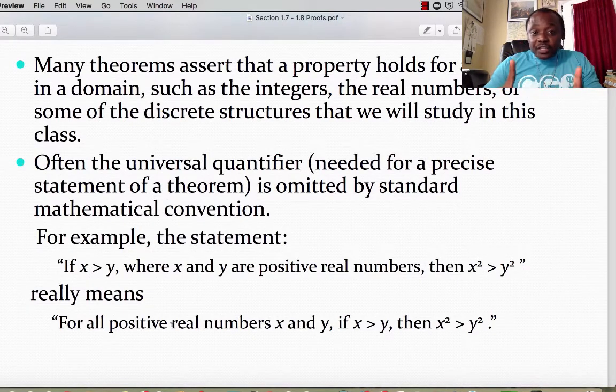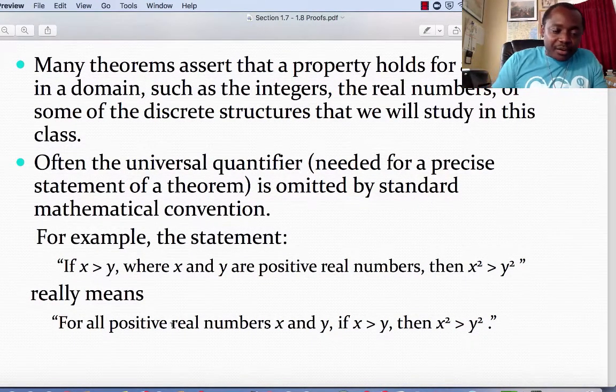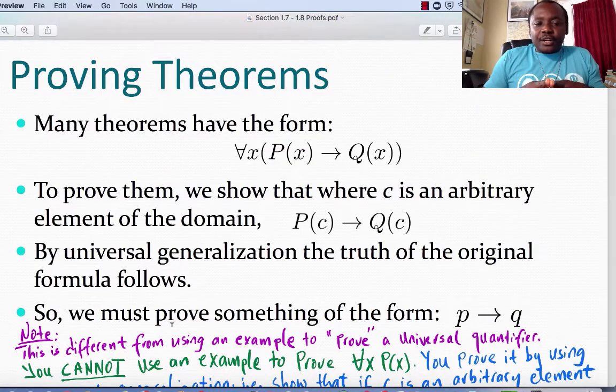For a universal quantifier, as we mentioned when we were dealing with rules of inference, we just cannot use an example to prove that a universal quantifier is true. We have to show that it is true for every element in the domain. How do we do that? Well, that's why we're dealing with proofs. Let's move on. Proving theorems.